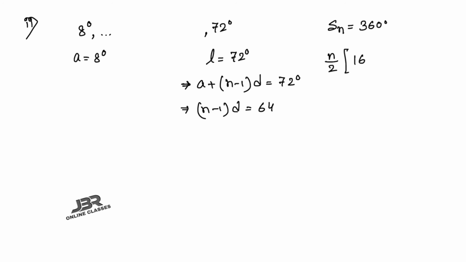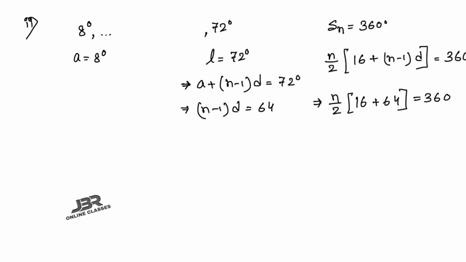And the formula of Sn: n by 2, into 2 into A, that means 16, plus (n minus 1) into D, equals 360. Okay. Now here n by 2, here 16, and (n minus 1) into D, that one equals 64, so plus 64, it's 360. So n equals 360 into 2 by (16 plus 64), it's 80. So 2 4s are 8 and 4 9s are 36. That means here the value of n equals 9.